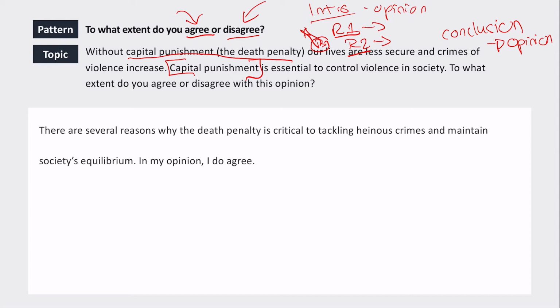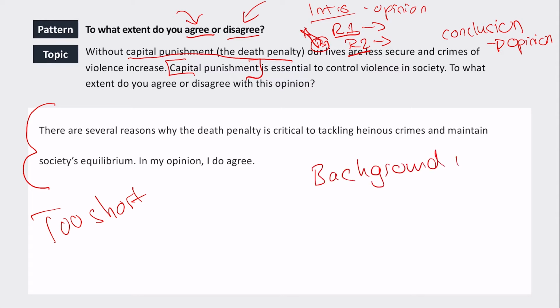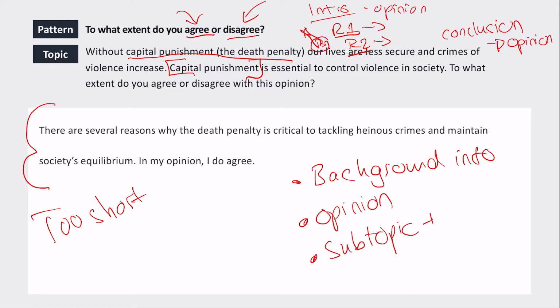So let's look at this candidate's introduction. Okay, the first thing I'm thinking when I look at this introduction is I'm thinking this is too short. Okay. I like my introductions generally to be about 3 sentences. 2 is usually okay, but I like to recommend 3. That's where you give your background information on the topic, like your background sentence, you give your opinion sentence, and then you give me a hint of your subtopics as well. Like, what are you going to talk about in the essay? So what will you discuss?